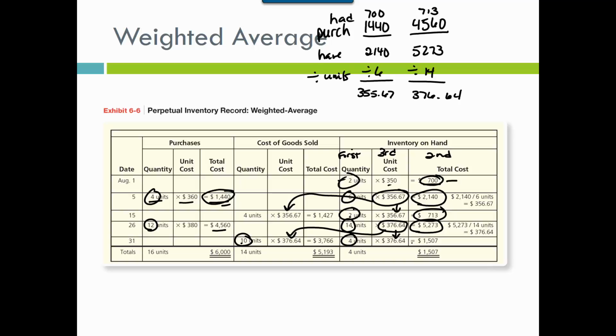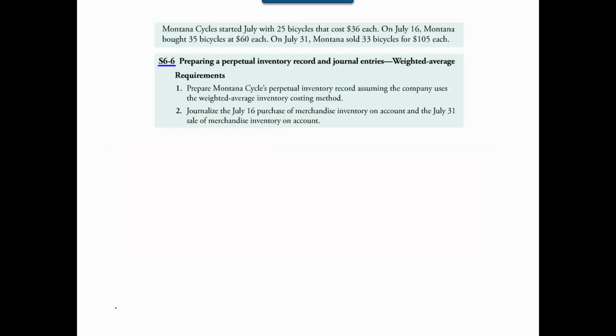So the sale part of it is easier. You just have to remember every time you make a new purchase, you have to calculate that new average cost per unit. And then you'll keep on using that average cost per unit until you make another purchase.